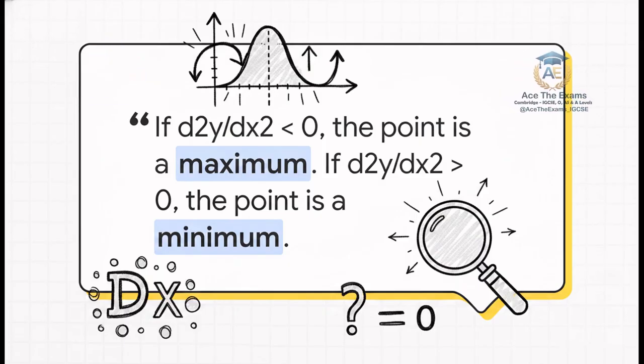Oh, and a quick pro tip. If your second derivative is exactly 0, the test is inconclusive. If that happens, you actually have to check the gradients just slightly to the left and right of your point.